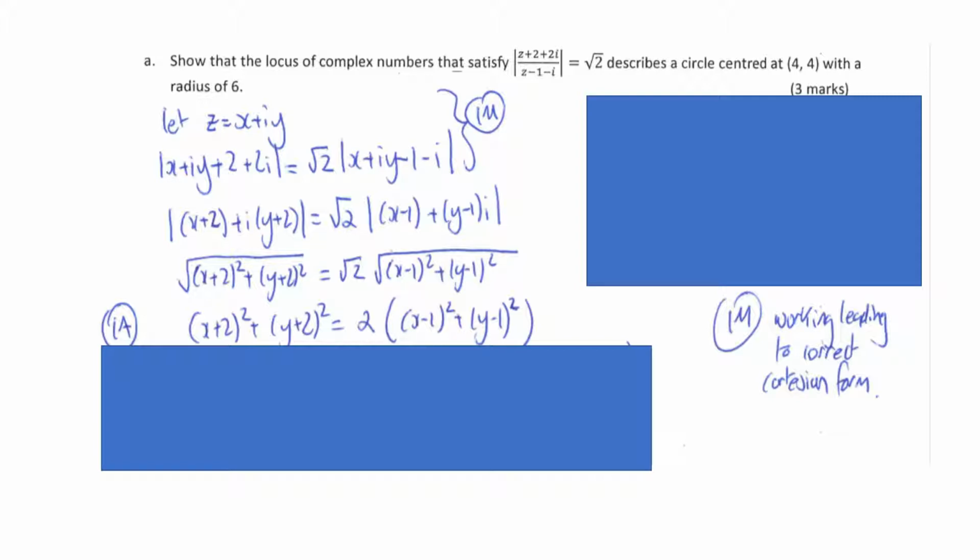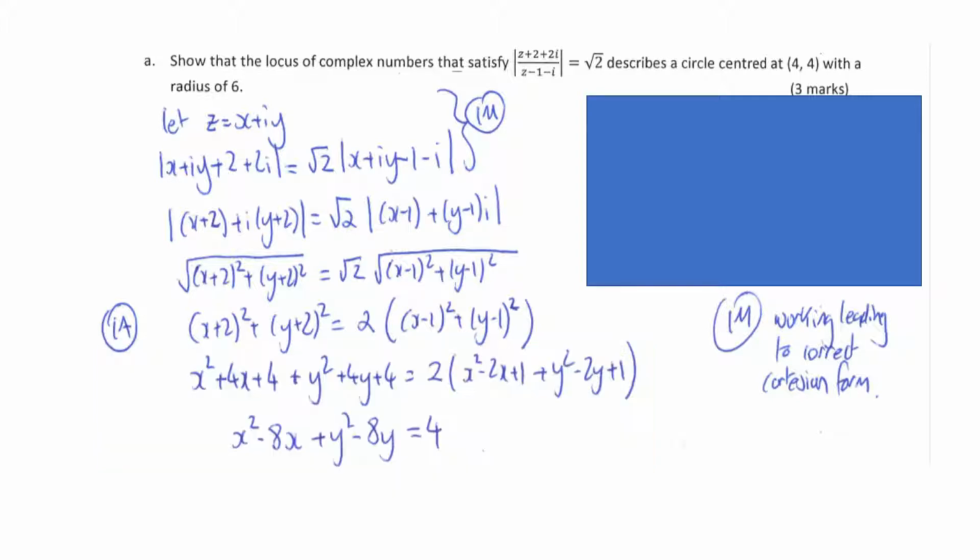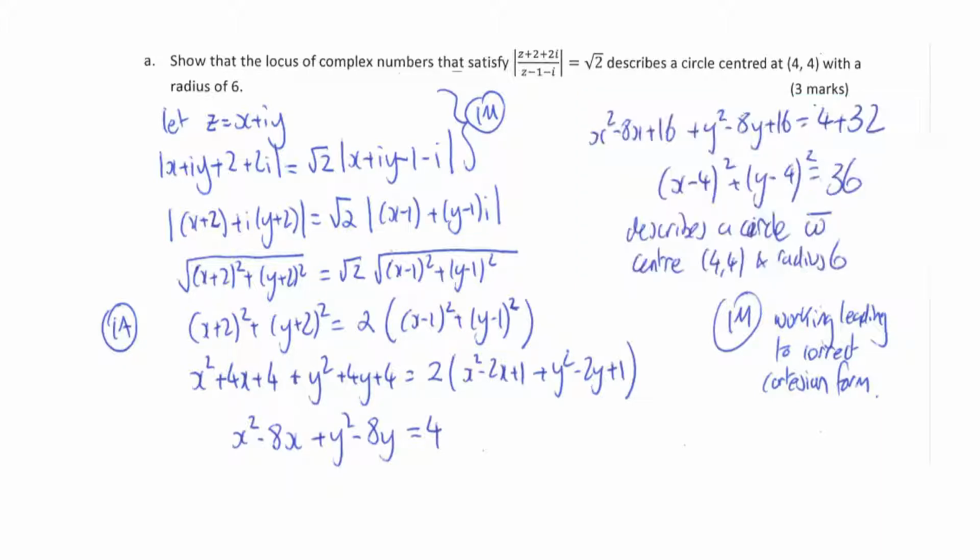So it's a bit of a drudge, but it's a common problem and it's important to revisit it. So there it is, expanding the brackets, collecting all your like terms. You'll get down to a point like that, completing the square, 2 lots of 16 I add to both sides, and voila, there you have it.